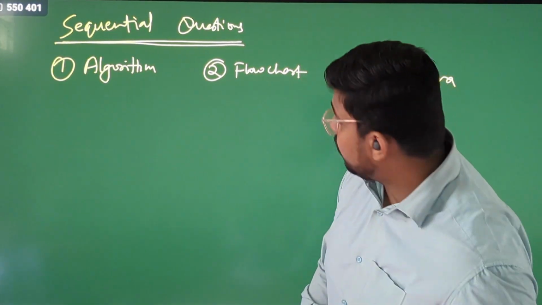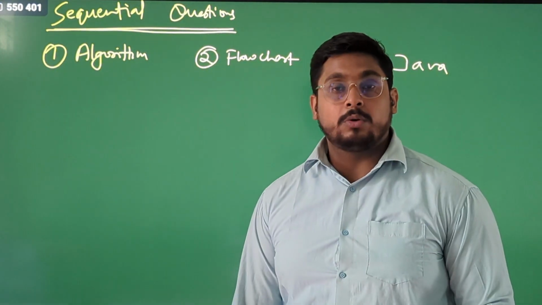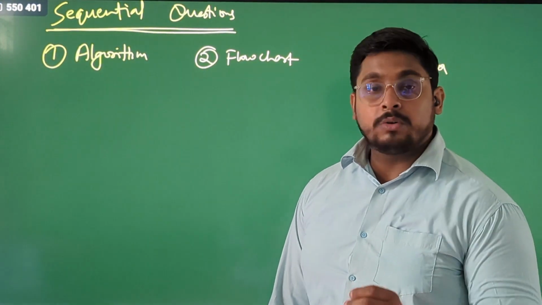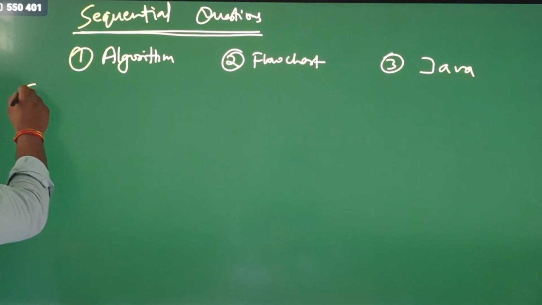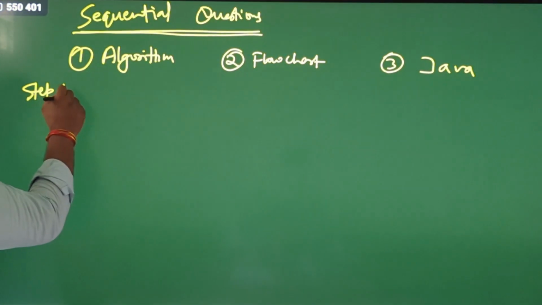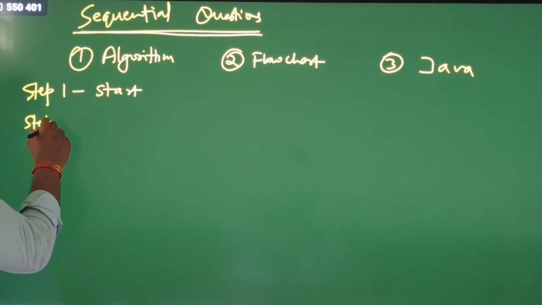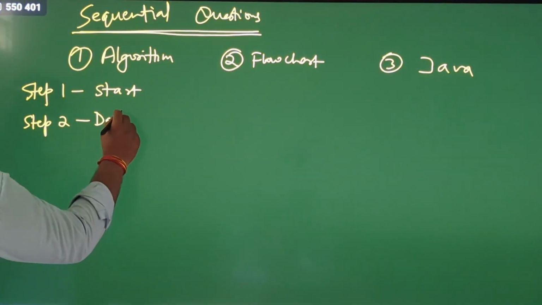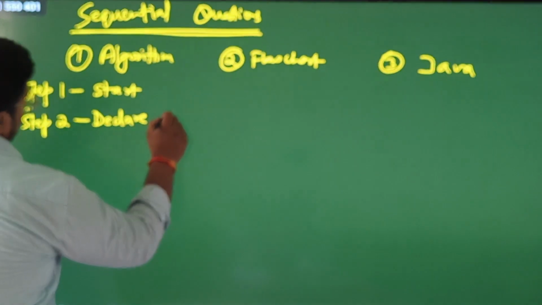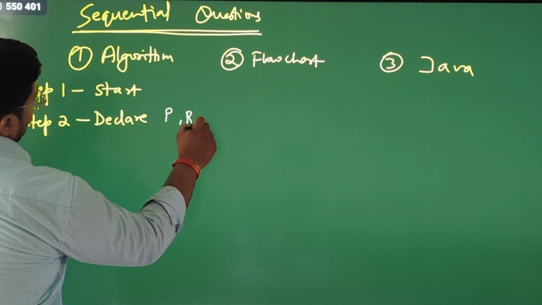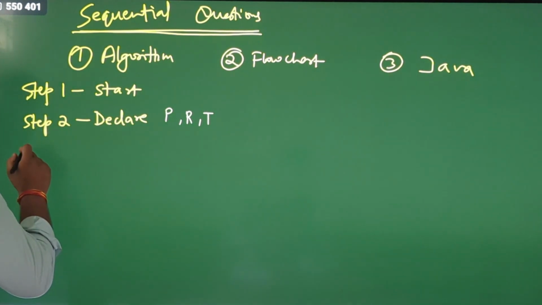Now, the first question which you have already made: finding out the simple interest. What did we write in the algorithm? Step 1: Start. Step 2: we declared three variables. Yes or no? We declared what? Capital P, capital R and capital T. Yes or no?